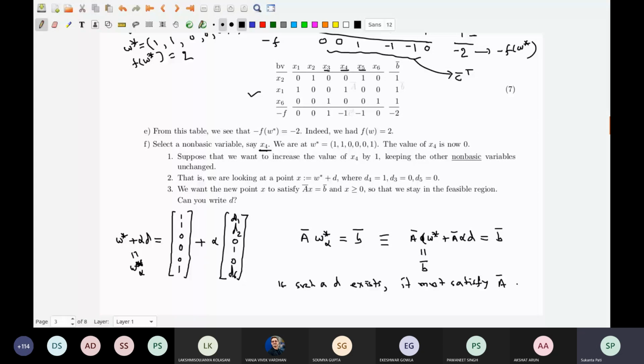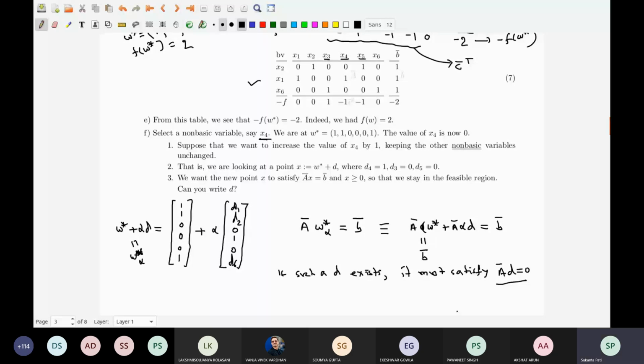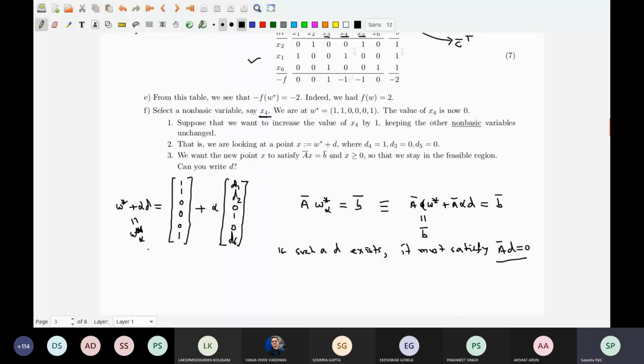Alpha is some non-zero number, some positive number I will choose. So right now alpha is a variable. So it must satisfy this: A bar D equal to 0. Now what is A bar D? That is the A bar matrix multiplied by vector D. If you are writing the A bar matrix multiplied by D, then the matrix multiplication basically means this.